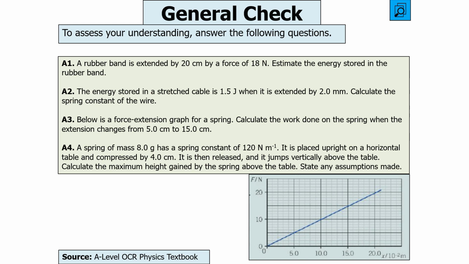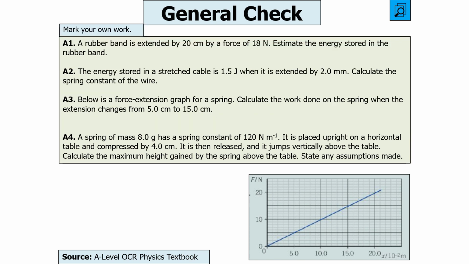Then a spring of mass 8.0 grams has a spring constant of 120 newtons per meter. It is placed upright on a horizontal table and compressed by 4 centimeters. It is then released and it jumps vertically above the table. Calculate the maximum height gained by the spring above the table. State any assumptions that you make. So pause the video now, then unpause the video when you want to go through your answer.